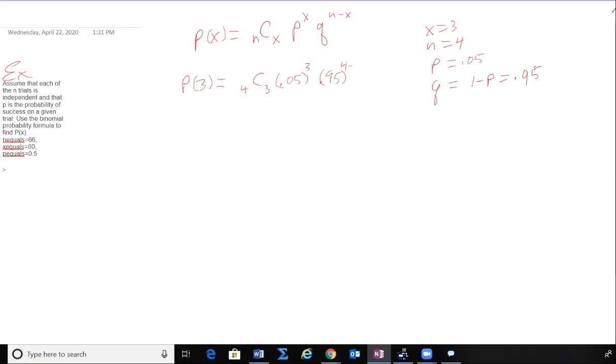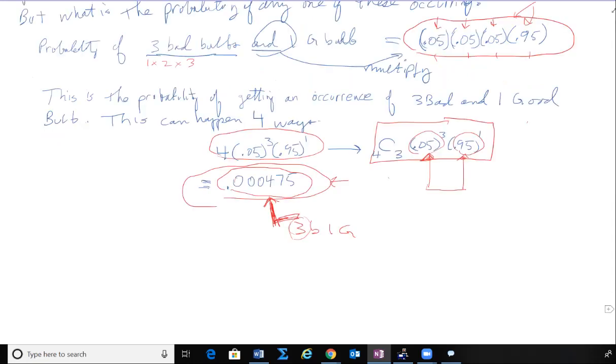This is 4 minus 3. It's equal to this. That was a 4, and that was 0.05 to the third, and 0.95 to the first power. And we saw that that was 0.000475. I believe that was our number. Let me just check. I don't want to give you the wrong number there. Yeah, 3 zeros, 475.